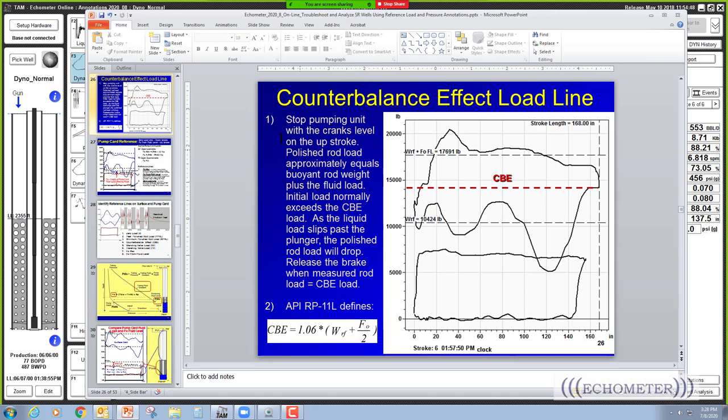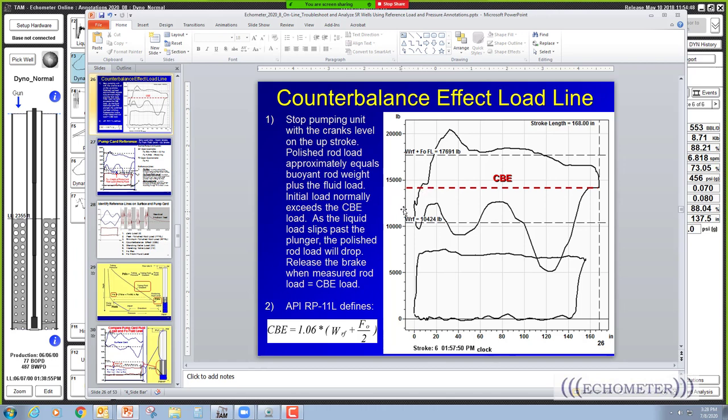So let's read this again. You stop the pumping unit on the upstroke with the crank level. Now, if you were to stop it and release the brake, the weights are going to go straight up because if it's properly balanced, the fluid load is going to be a lot higher than the effect of the counterbalance by half the fluid load, this much weight. And so in this well, the CBE load is around 14,500 pounds.